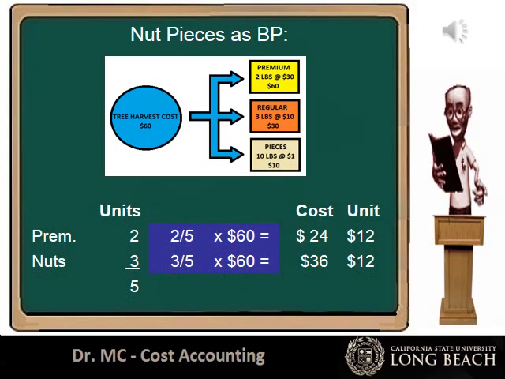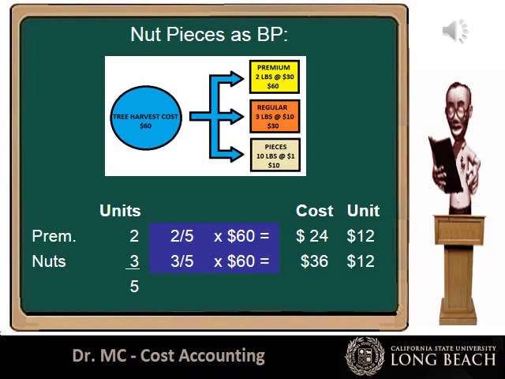If the firm considered the nut pieces to be a byproduct, then it would only allocate the joint costs to the premium nuts and the regular nuts. The firm divides the premium nuts 2 pounds by the 5 total pounds and then multiplies that fraction by the $60 of joint costs in order to calculate that the premium nuts should be allocated $24 of the joint costs. This works out to be $12 a pound.